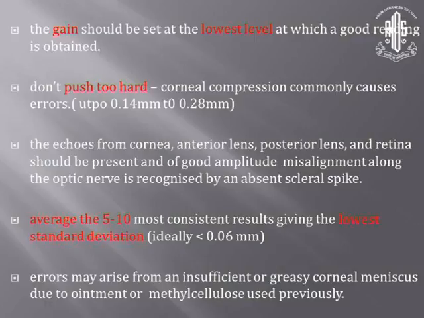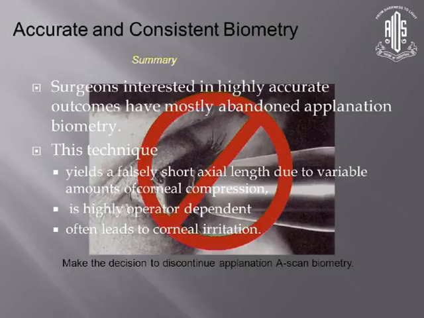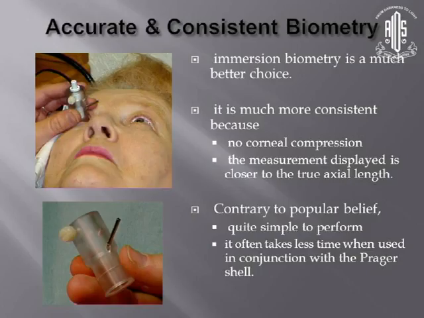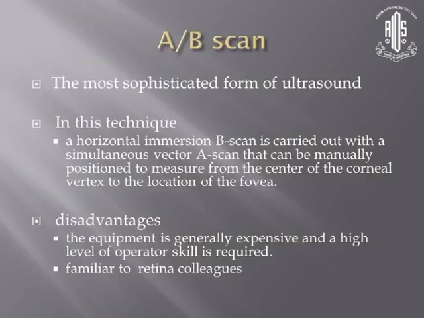However, surgeons who are really interested in highly accurate outcomes should now abandon contact biometry and switch over to something slightly better, which is immersion biometry. It is accurate because no corneal compression is involved, and measurements are really close to the true axial length. And contrary to popular belief, it is quite simple, and it is faster as compared to contact biometry because the readings take a bit less time when you are doing it correctly.